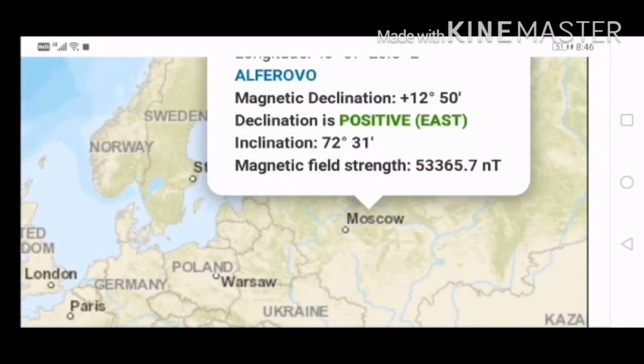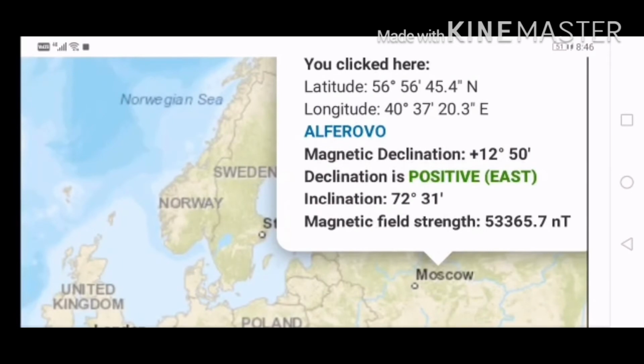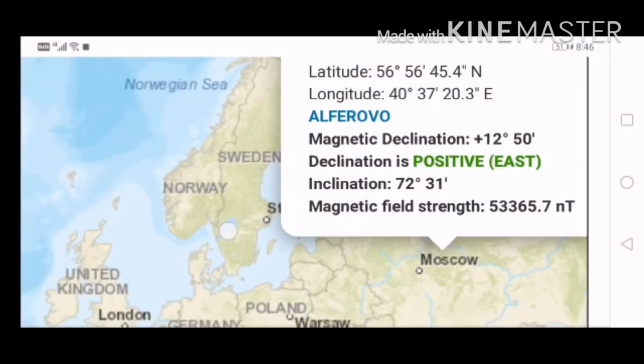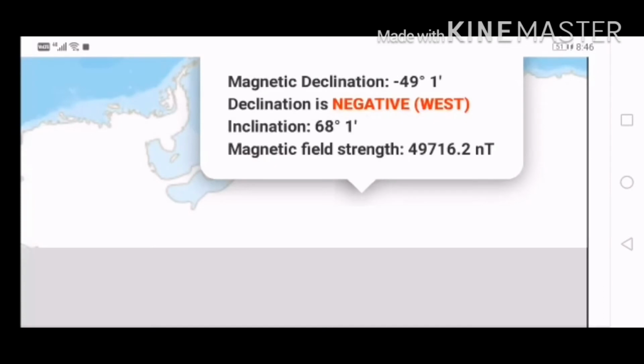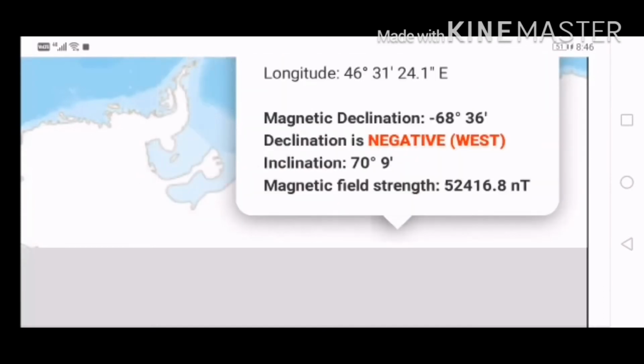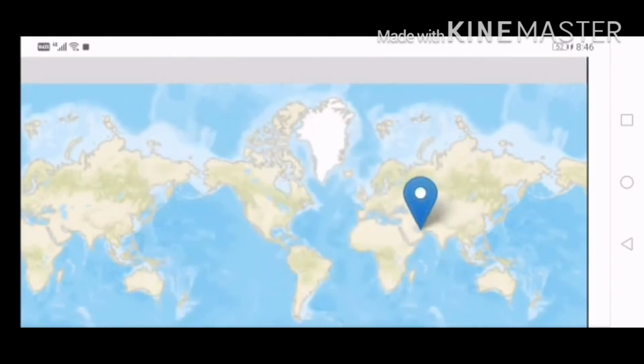See, the magnetic field strength is 53,000. That means whenever we go further up toward the poles, it will be stronger. And if we go down, let's go to Antarctica here. See, it's even more, 44,000, 49,000. Whenever I go further down, see here 52,000, it gets stronger. The magnetic field is stronger near its poles.